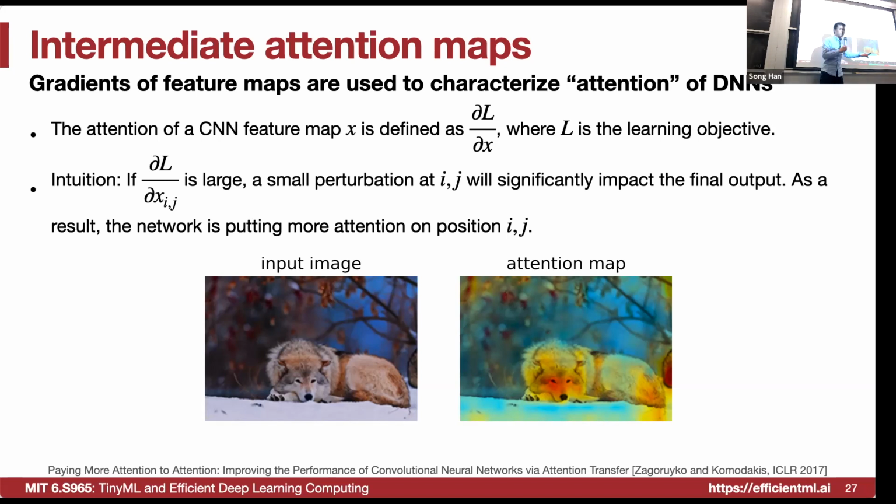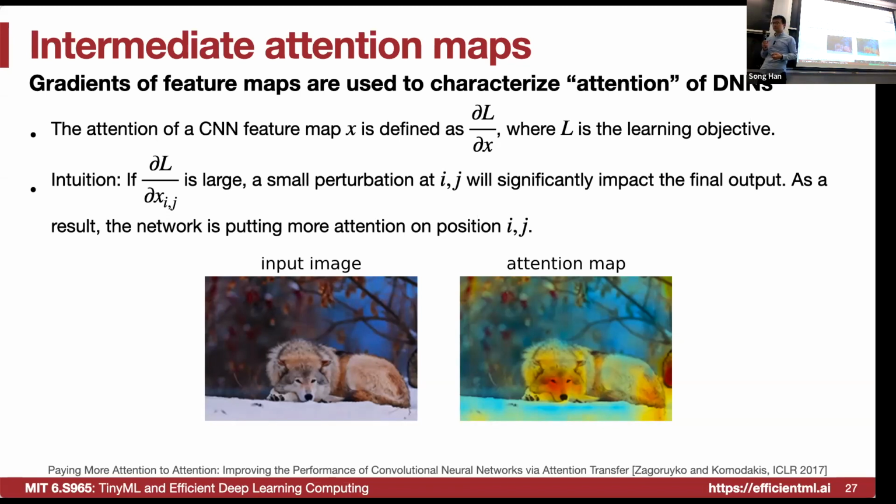If the change is very large, it shows that this region matters a lot to the prediction. Versus some areas, where if you perturb it a little bit, the output will not be affected. It shows that this region probably is not quite important. So that's why we are using this attention map. Just by using this d loss over dx, we call it the attention map. And here we are trying to match this attention map between the teacher model and the student model.